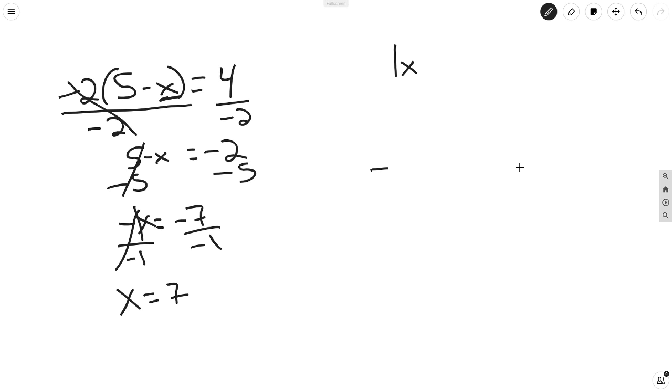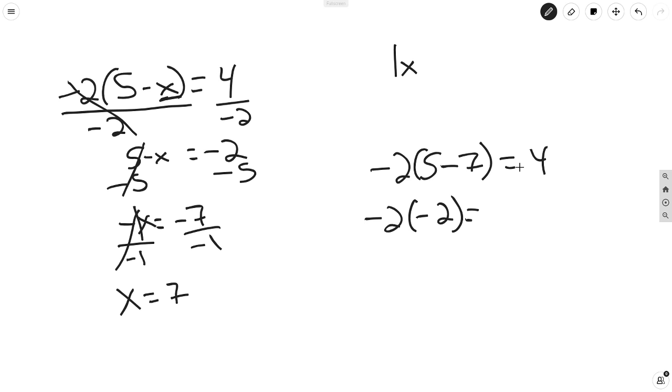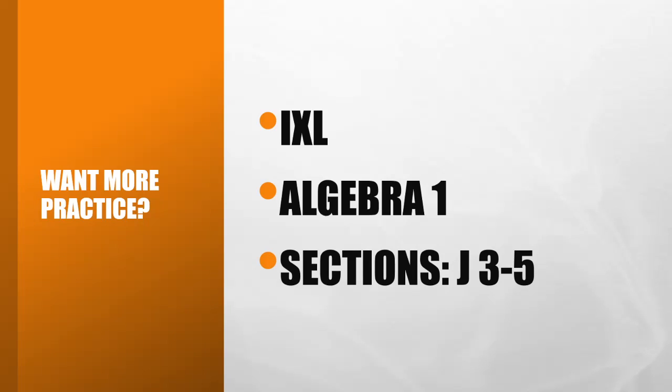Again, to check our work, we can say negative 2 times 5 minus 7 equals 4. So negative 2 times, and in parentheses we have 5 minus 7, which in fact is negative 2. And negative 2 times negative 2 is 4. So we did do that correctly.